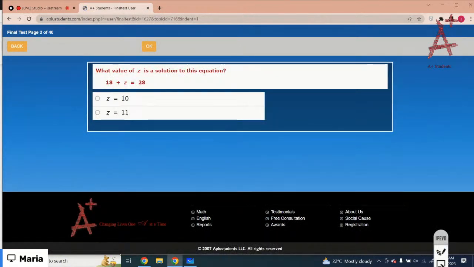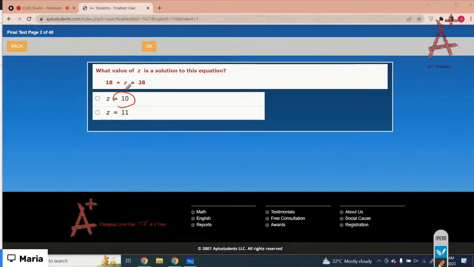Okay, if you still need more help, you can contact any tutor. Okay, good. What value of z is the solution of the equation? So basically we have to find the solution of the equation. You are given the options. Just start with the first option. Let's see if z equals 10 is the solution of the equation.